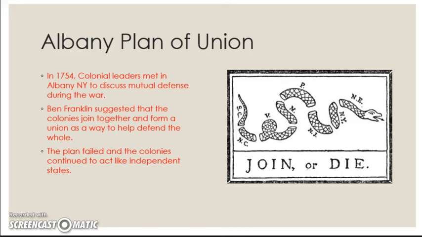So in 1754, a group of colonial leaders meet in Albany, New York, to discuss this idea. And the plan, though, completely falls apart, and the colonies continue to act like independent little countries. Now, the political cartoon that you see on the screen was created by Ben Franklin for this Albany Plan of Union. His idea was that if he could convince those people that they were in jeopardy of military defeat, that they would join together and work together. So that's why it's the join or die.